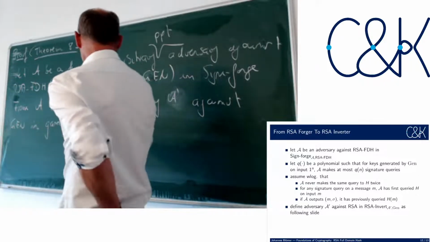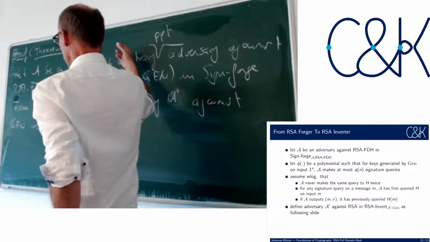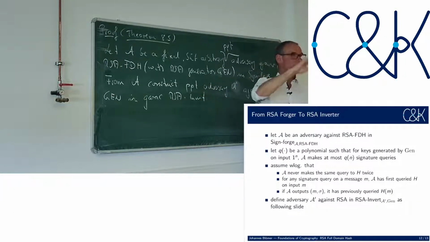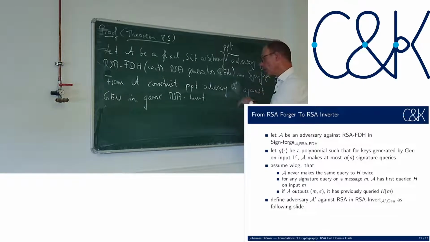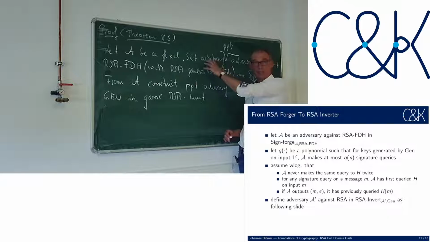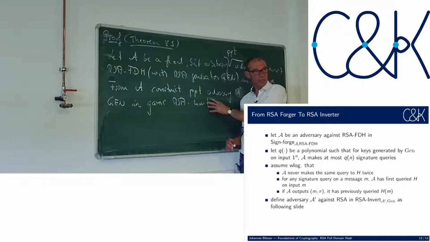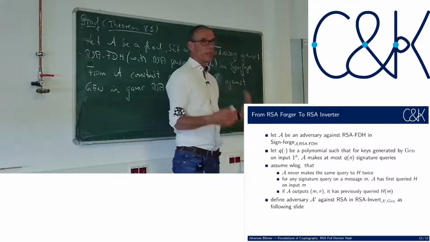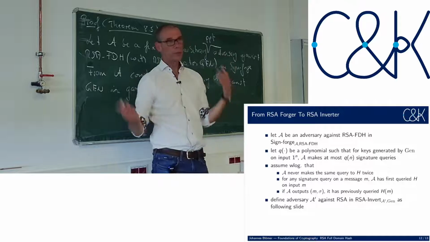And what we'll do, obviously, is if A is PPT, we show that A' is also PPT. And again, we relate the success probabilities in an appropriate way. Namely, if this one is negligible, then this one must be negligible as well. And then by our assumption that the RSA problem is hard relative to this Gen, we know that this probability must be negligible. Hence, we know that our original one is negligible as well, proving the theorem.